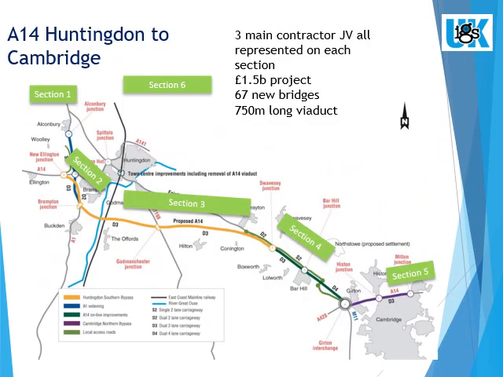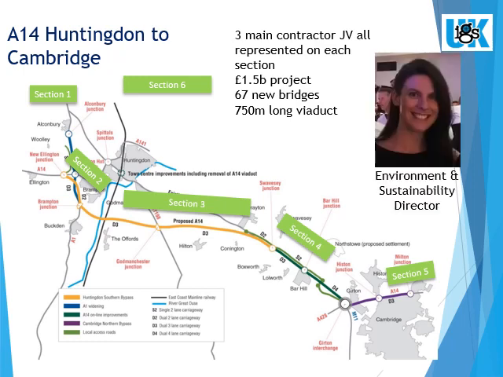The A14 Huntingdon to Cambridge Improvement Scheme was a £1.5 billion project and the largest highway project in the UK in recent times. Key issues for the site were drainage and environmental impact. The site took environmental protection seriously enough to appoint an Environment and Sustainability Director to look for ways to, amongst other things, save carbon wherever possible.